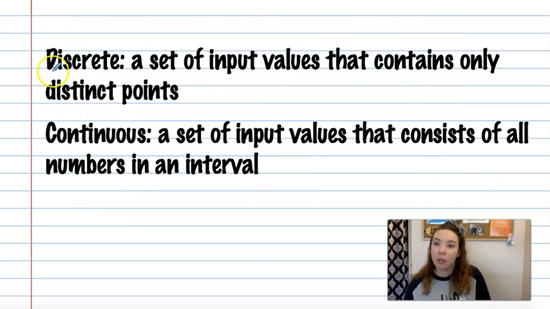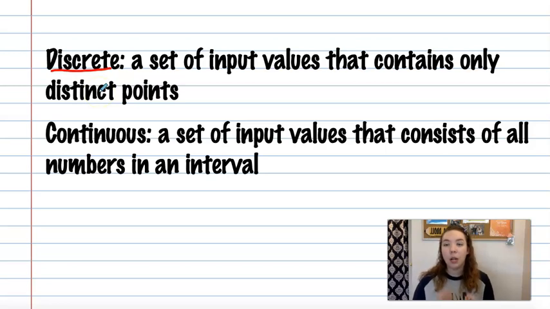Discrete, we're going back to a little bit of what we talked about yesterday. Discrete is a set of input values that contain only distinct points. They're just points kind of floating out in space. And they can have a pattern by all means, but they're just the points. Continuous is when we have them and they are connected.